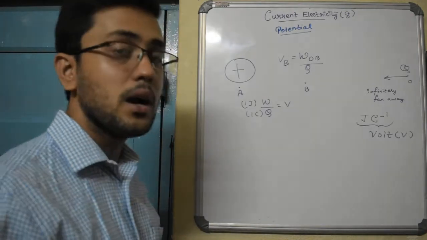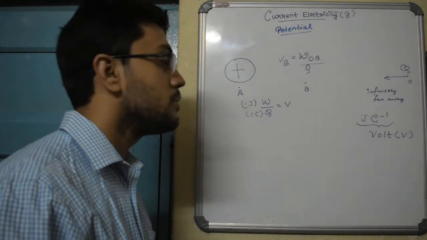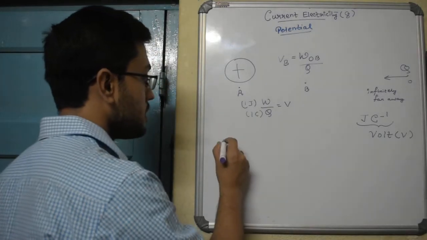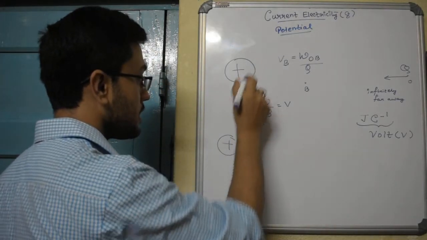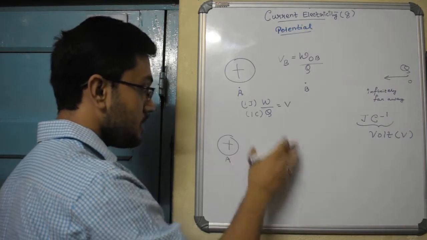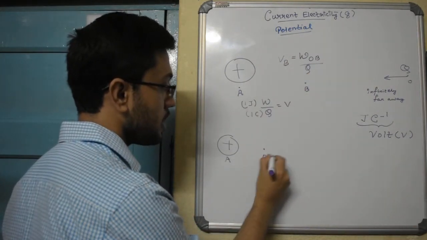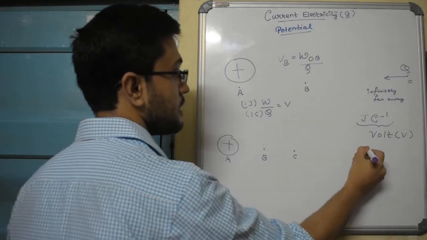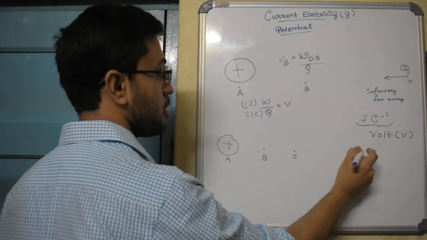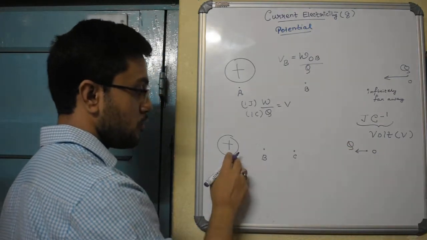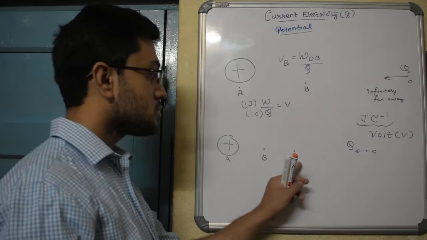Now once we are familiar with the idea of potential, we can also find out what potential difference is. How do we find out? So let me have this charge A again, in the vicinity of which we are calculating the potentials, and suppose I have two points, point B and point C. Then from an infinitely far away point O, I am bringing a test charge Q towards A.